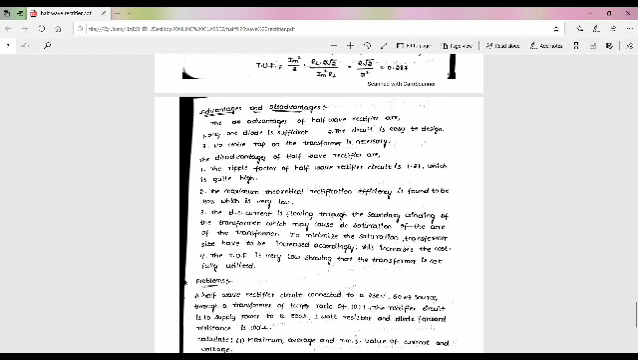In the next class we will see the full wave rectifier.